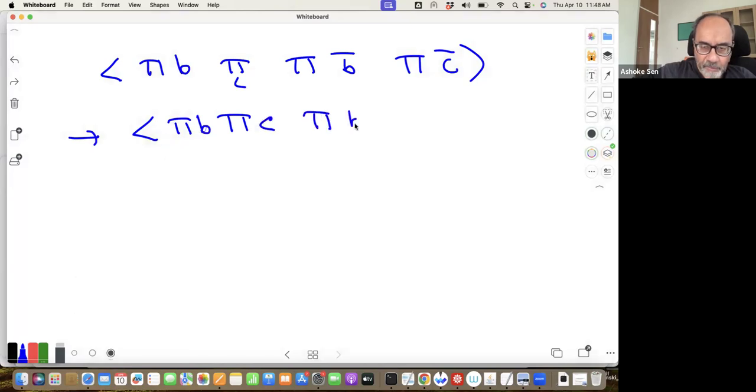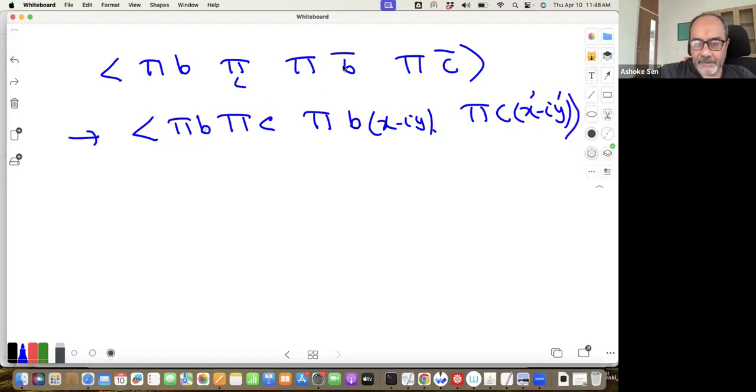And here it will be product over B at x minus iy, and product over C at x minus iy. Okay. So you replace the B bar and C bar by the corresponding B and C, but in the lower half plane.